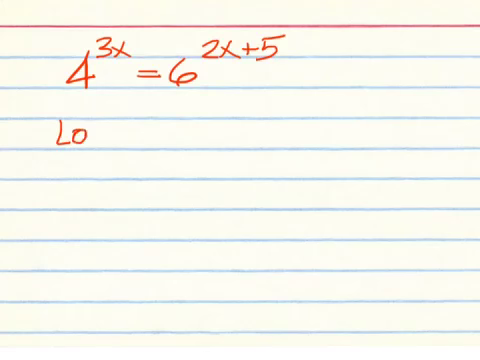In this example, we have 4 to the 3x power equals 6 to the 2x plus 5 power. Now we want to get these exponents down from their position. So we're first going to start with log 4 to the 3x power, and then log 6, and I've left myself with no choice but to write over that in white.